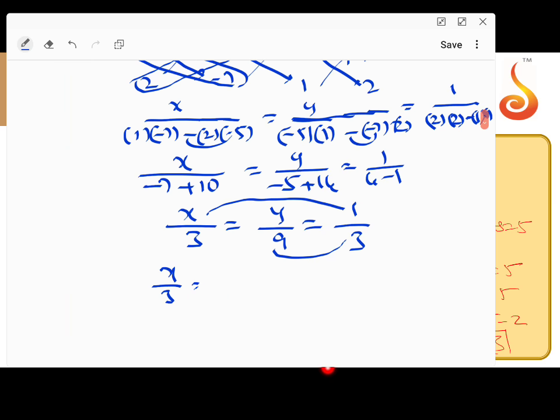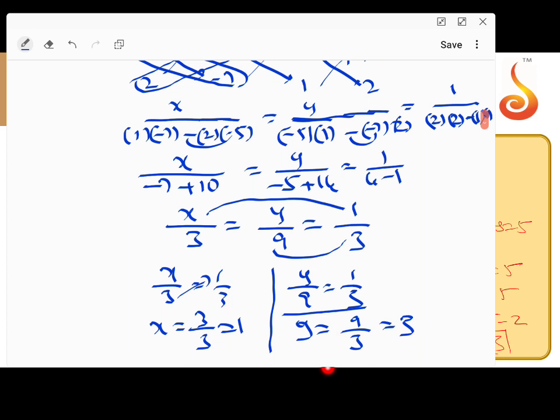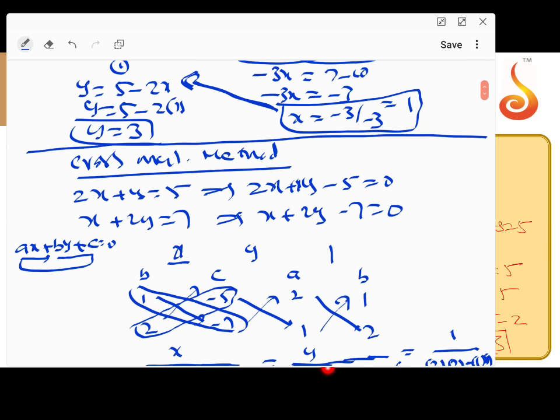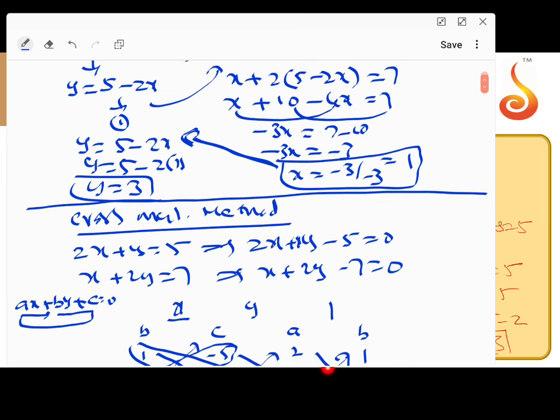So x by 3 equal to 1 by 3. So then x equal to, cross multiply, 3 by 3. So that gives 1. So y by 9 equal to 1 by 3. So y equal to 9 by 3. That is 3. So these are the values of x and y. Observe the three methods. To get the x value, y value remains the same if you use any method to solve the equation, but we should learn all three methods, which are very helpful in the future when you are solving questions in simultaneous equations.